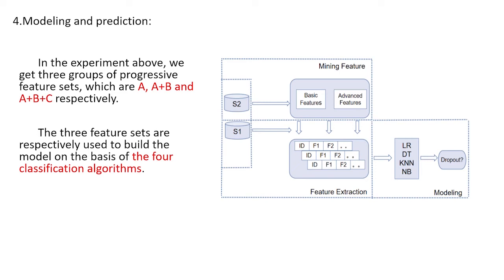In this part, we talk about modeling and prediction. In the experiment above, we got 3 groups of progressive feature sets, which are A, A and B, and A, B, and C. The 3 feature sets are respectively used to build the model on the basis of 4 classification algorithms. Here we use 4 commonly used classification algorithms: logistic regression, decision tree, k-nearest neighbors, and naive Bayes. So finally, we have three feature sets and four classification algorithms. Then we can get 12 models, and the performance of the 12 models will be verified on the testing dataset.